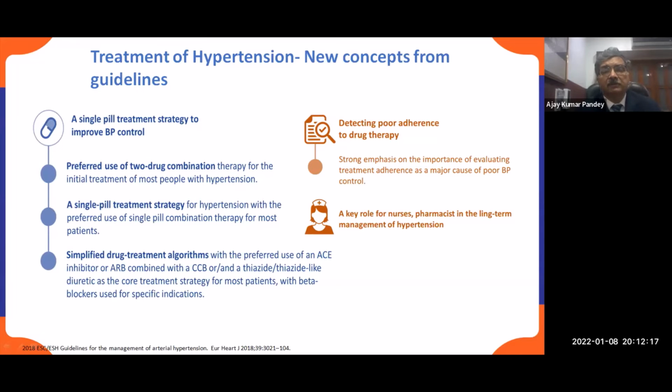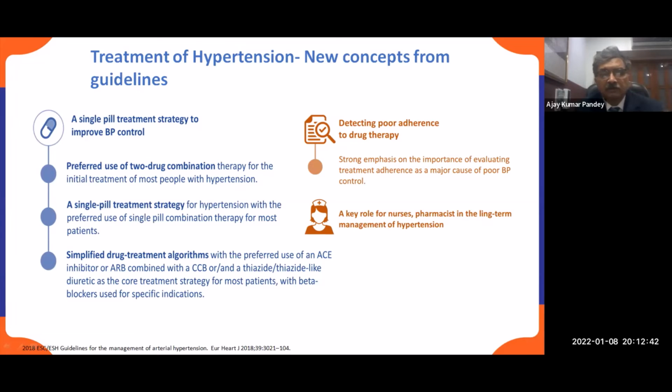For treatment of hypertension, the newer concepts and guidelines are a single pill treatment strategy, which improves compliance. Single pill means one pill with telmisartan and a calcium channel blocker both, or an ACE inhibitor and a calcium channel blocker both. Two drug combination therapy is preferred in initial treatment in most people with stage 2 hypertension, and it will improve adherence to the drug therapy as well. Single pill treatment is there.